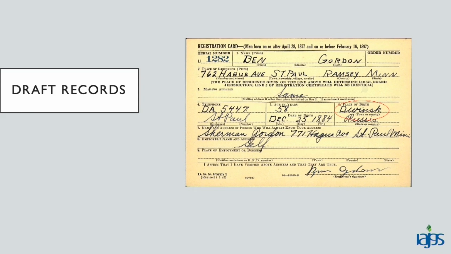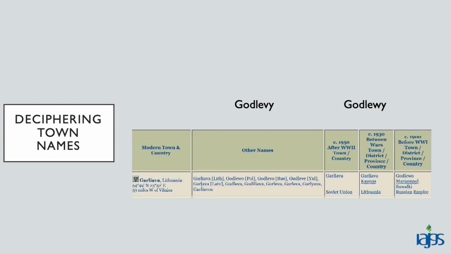So, deciphering town names. When I found the will, the name it had was Godlevy. And I looked at that and I didn't know what it tied to, so I did a search on the town finder and I didn't get anything. And then I remembered V's and W's, and I changed the V to a W, and I did a search on Godluo, and I came up with Garliava, Lithuania. Now, if you look in the detail under other names, it said Godluo is Polish, Godlevo is Russian. And in the time before World War I, which would have been this window, it went by Godluo.